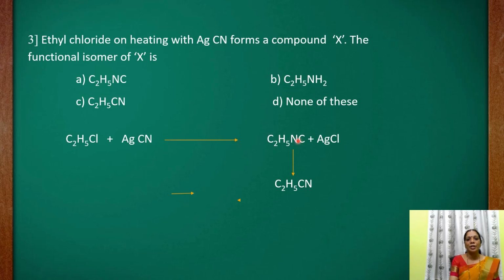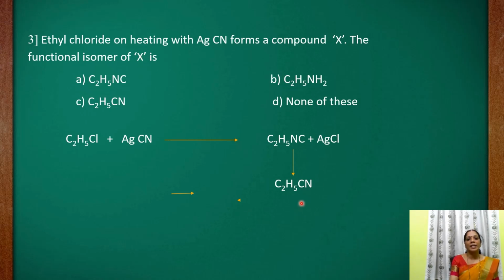Understood? The given options here are ethyl isocyanide, ethyl amine, ethyl cyanide, and none of these. See, the X formed here is an isocyanide. That is not the question. The question they have given is the functional isomer of X, where X is the product formed. They have not asked about the product here. They have asked about the isomer of the product. See, the product formed is the isocyanide. The isomer of isocyanide is always cyanide.